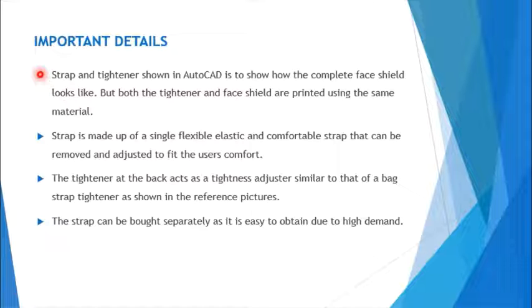Firstly, the strap and tightener shown in AutoCAD is to show how the complete face shield looks like, but both the tightener and face shield are printed using the same material, which is PETG. The strap is made up of a single, flexible, elastic, and comfortable strap that can be removed and adjusted to fit the user's comfort. The tightener at the back acts as a tightness adjuster similar to that of a bag strap tightener as shown in the reference pictures earlier. The strap can be bought separately as it is easy to obtain due to high demand, especially in 3D printed face shields.